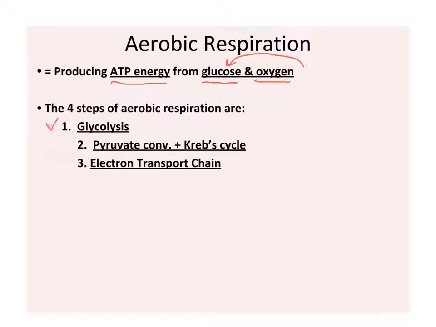The first one's called glycolysis. The next one's called pyruvate conversion or pyruvate oxidation. Then you have what's called the Krebs cycle. It's also called the citric acid cycle. Krebs or citric acid cycle. And then finally, the most important one is the electron transport chain, which is going to produce the most ATP energy.